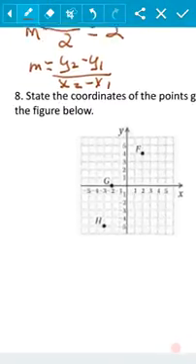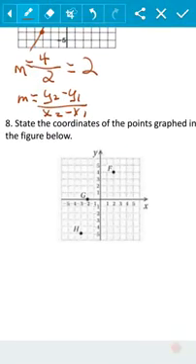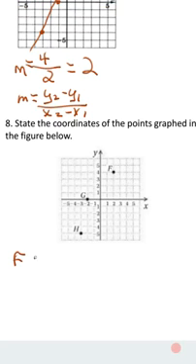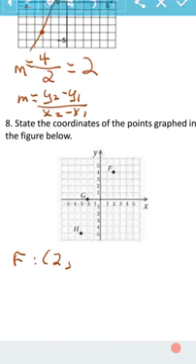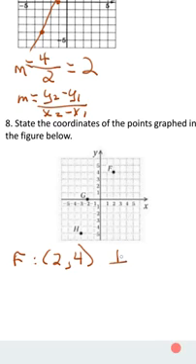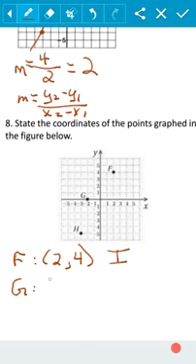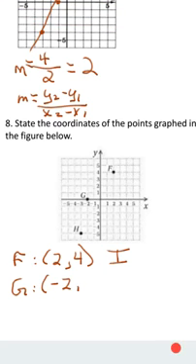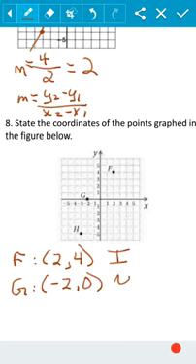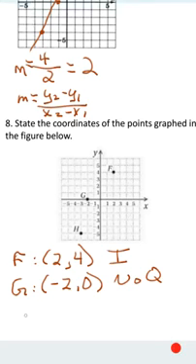So let's look at our next problem. State the coordinates of the points graphed in the figure below. And I'm also going to say, let's tell what quadrant they're in. So F, the point is x equals 2, y equals 4, and it's in quadrant 1. G, x equals negative 2, y equals 0, and it is no quadrant because it is on an axis.